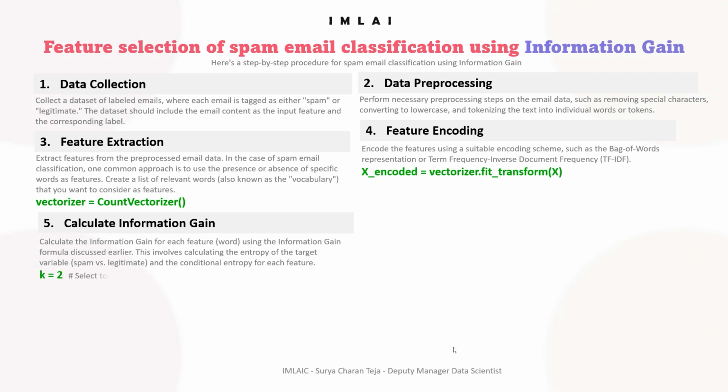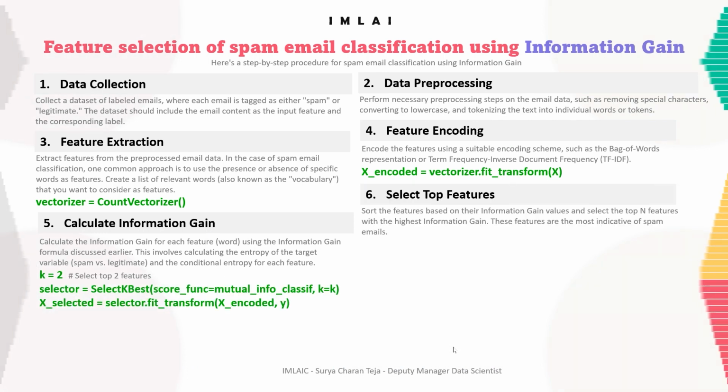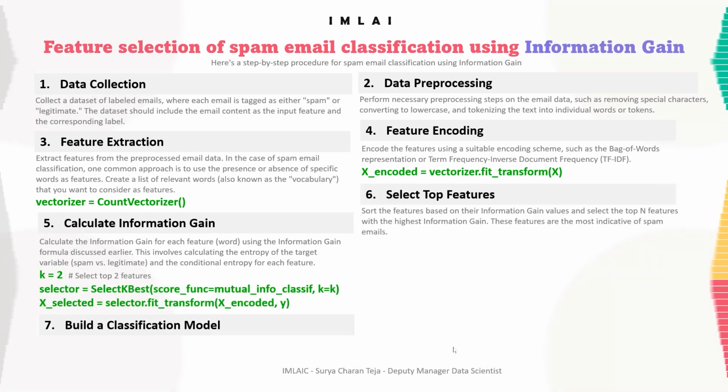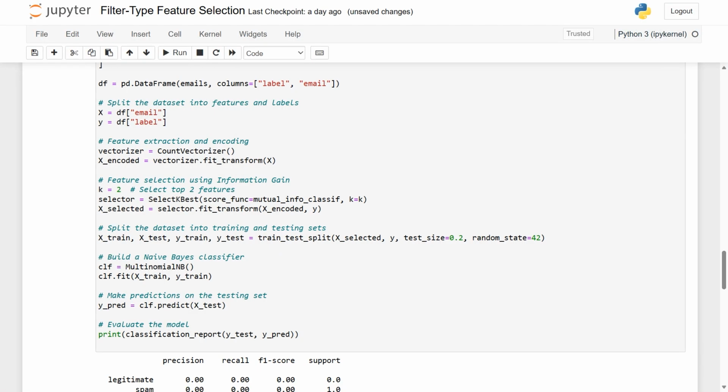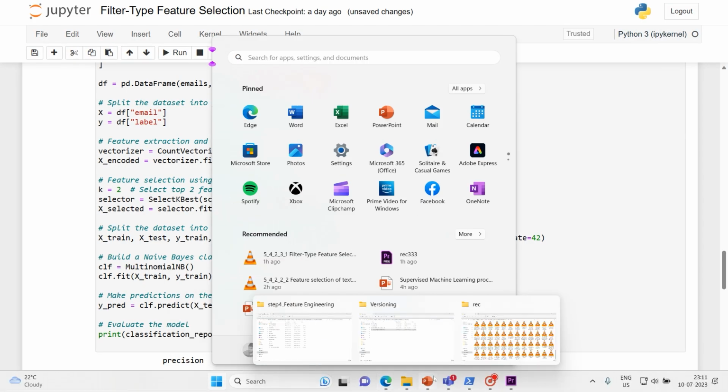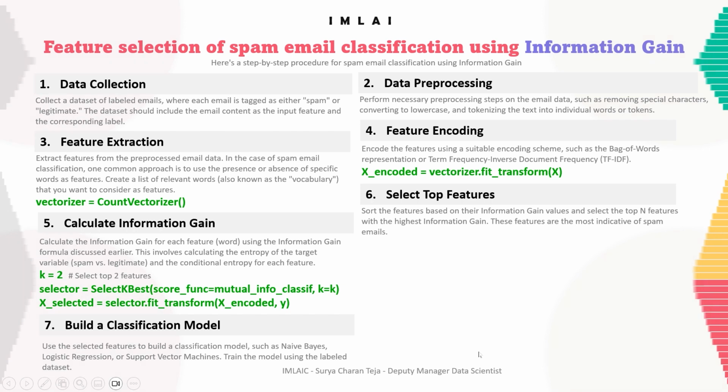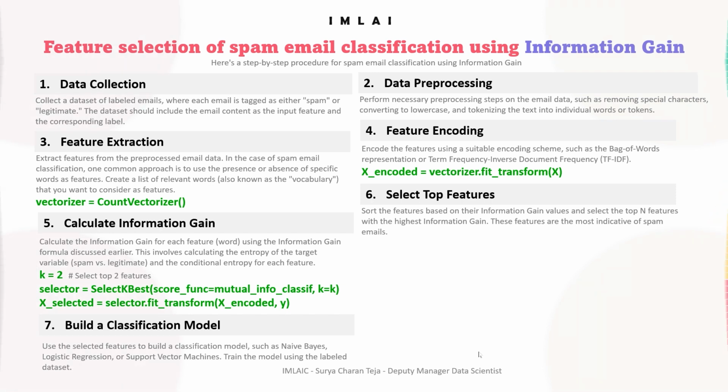What's ahead is selecting the top features: sort the features based on their information gain values, and select the top n features with the highest information gain. These features are the most indicative of spam emails. After that, you have to build a classification model. Use the selected features to build a classification model such as Naive Bayes, logistic regression, or support vector machines. Train the model using the labeled data set.